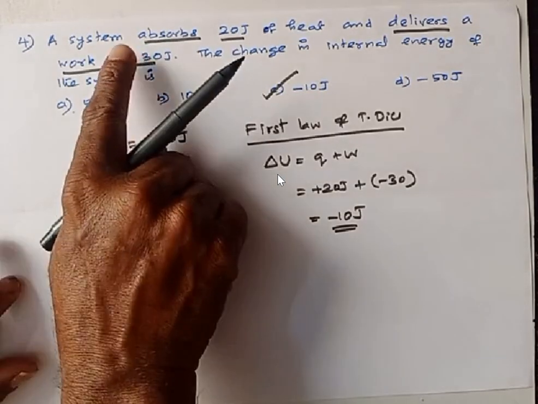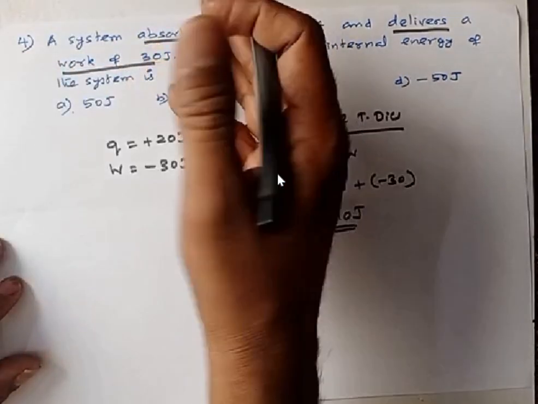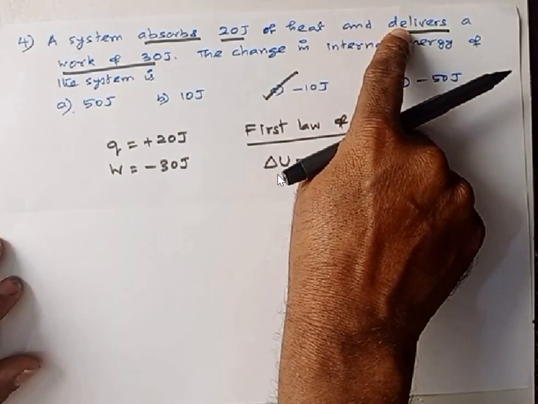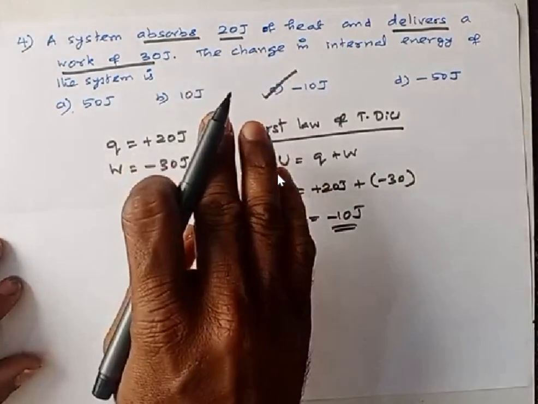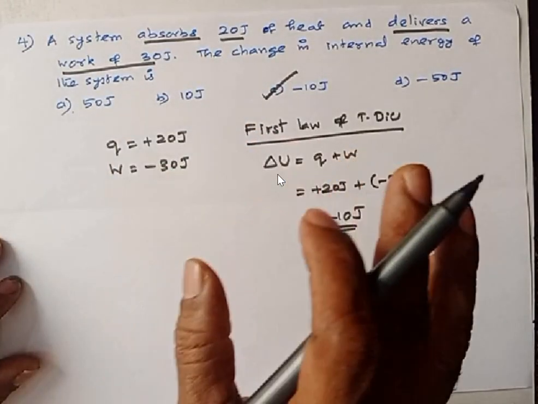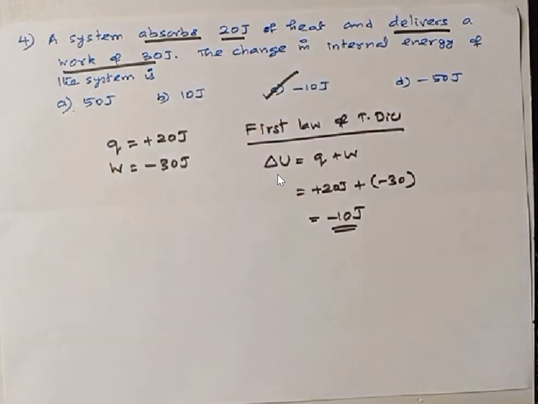Just use the first law of thermodynamics and calculate. And you know very well, when a system absorbs heat, plus; when a system releases heat, minus; when work is done by the system, minus; if work is done on the system, plus. So you know the sign convention and all. This is how you should do this problem. Right, let me move on to the next question.